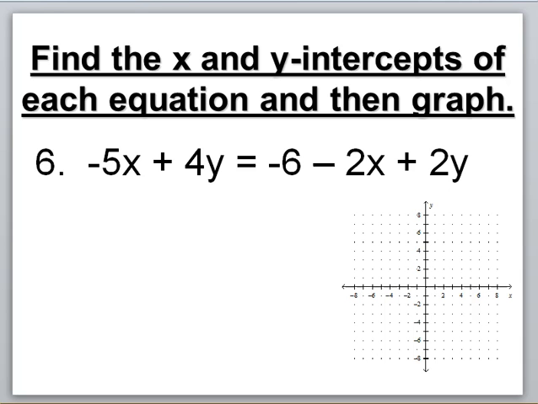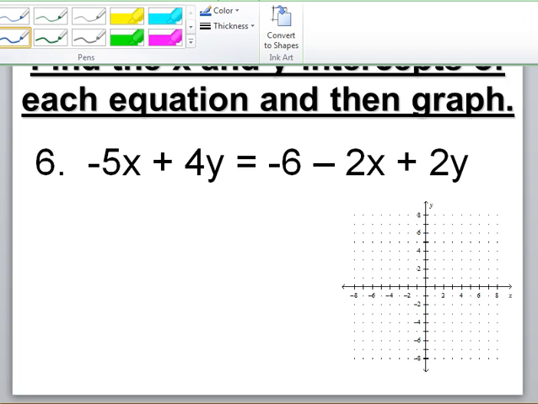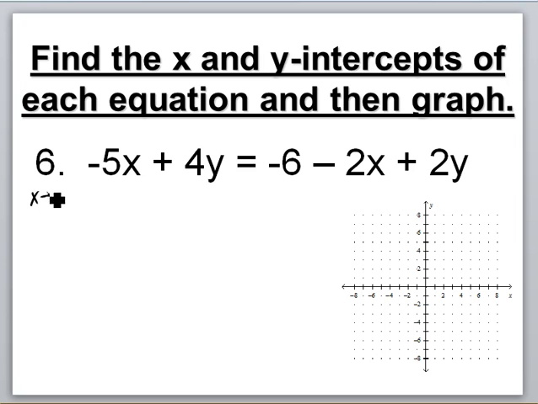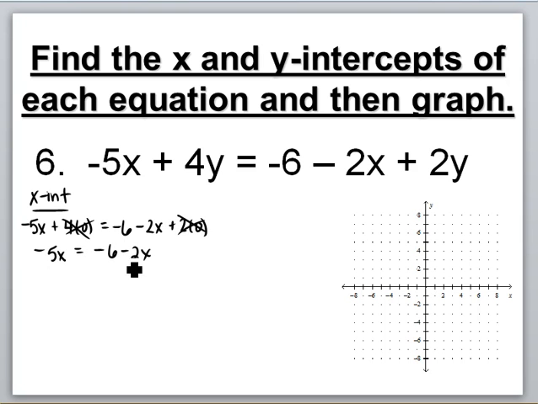This next one looks a little bit longer. It's not going to be any different. I'm still going to plug in 0 for my y to find my x. 6 minus 2x plus 2 times 0. Those completely fall out. So I really just have negative 5x equals negative 6 minus 2x. Solving this equation, I'd add 2x to both sides. Divide by negative 3 on both sides, and I get x equals 2.